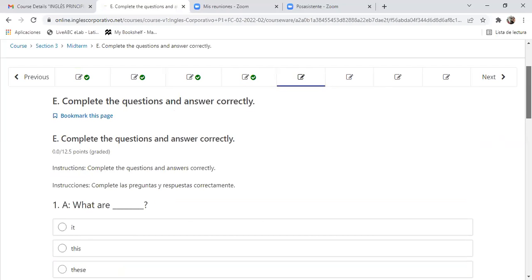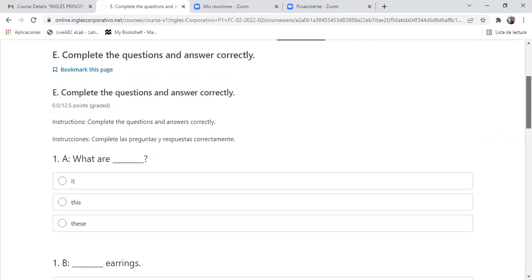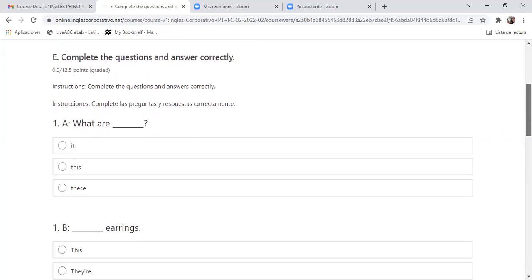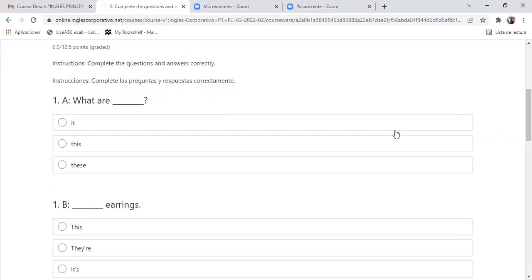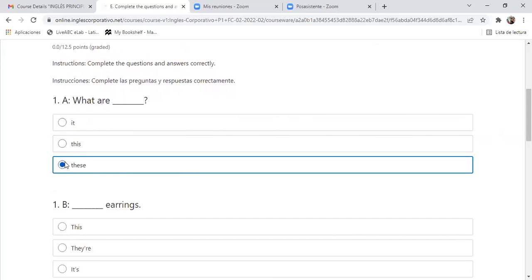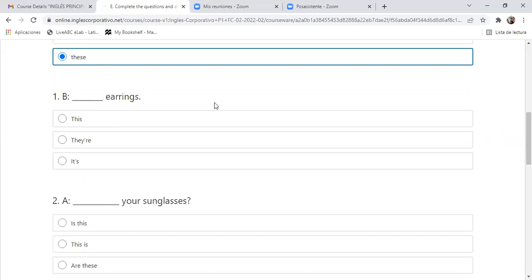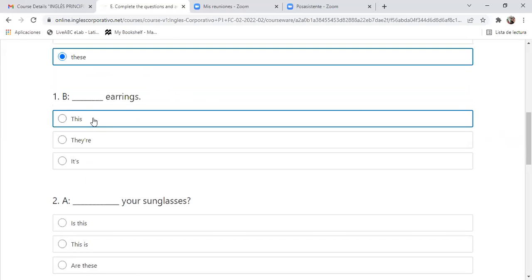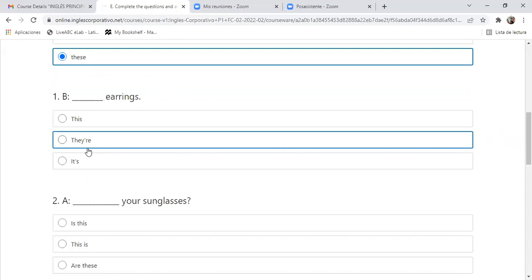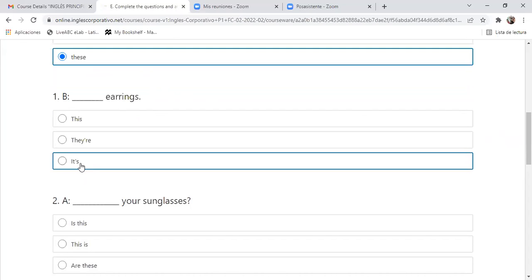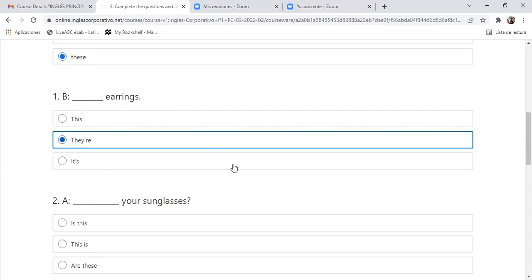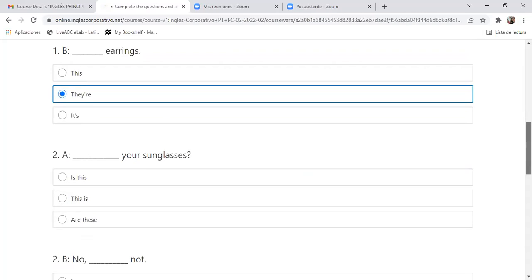Complete the answer, the question with the correct answer. Okay, what are it, this, or these? This, ¿verdad? No, this, porque this es para singular, ¿se acuerdan? Very good. Ahora, this earrings, their earrings, or its earrings? They are. Yes, their earrings.